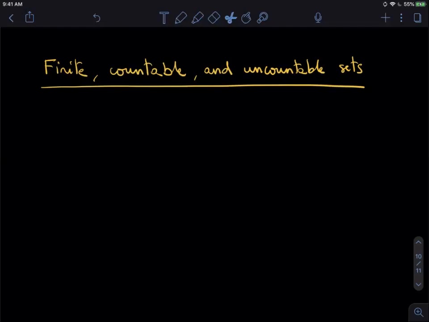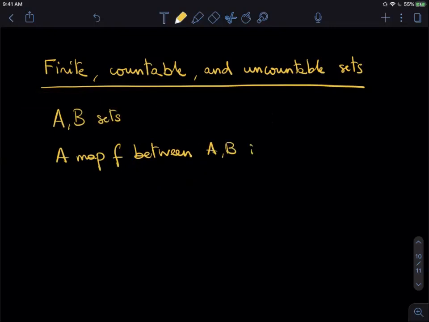Let's look now into finite, countable, and uncountable sets. Okay, so let's say we have two sets, A and B. Then a map between A and B, let's call it F, is called a bijection.